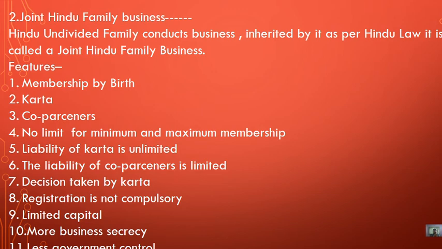Next, more business secrecy. As all decisions are taken by the karta, all the secrets of the family business are known by the karta, and if he discloses them to his co-partners, then they are known by the co-partners. All the secrets of the business remain within the family, and the family members, that is co-partners and karta, cannot disclose these secrets to outsiders. So like a sole trading concern, here also there is more business secrecy. Okay, so the next, less government control. There is less government control on the business of a joint Hindu family.